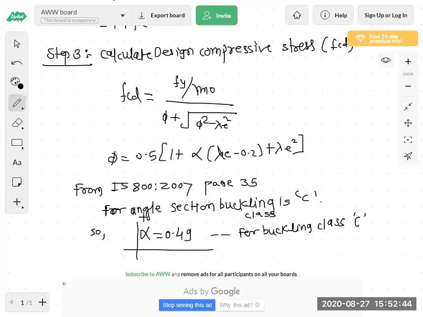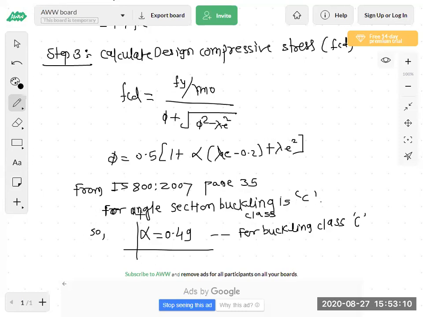Everyone got it? This step, how to find the value of alpha. Alpha is equal to 0.49. How did we find it? On page number 35 of IS 800 2007 they have given the table. For angle section, buckling class is C.